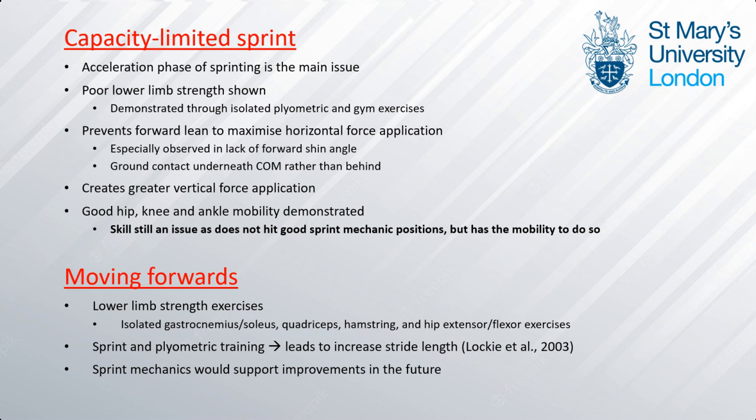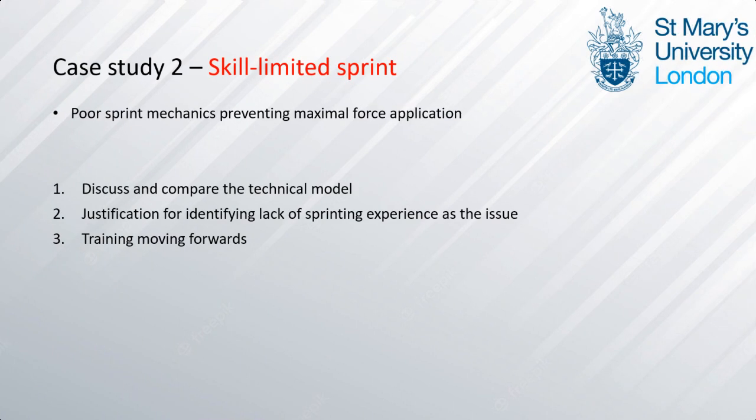So moving forwards, lower limb exercises will be completed, such as jump squats, which will involve an eccentric and an explosive element. Now on to a skill-limited sprint, where poor knee drive and leg recovery prevents maximum force production on foot strike. Again, I'll go through the same process.